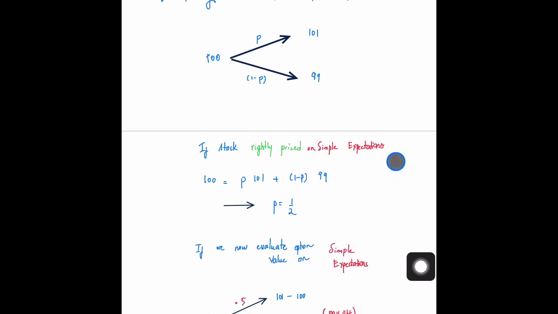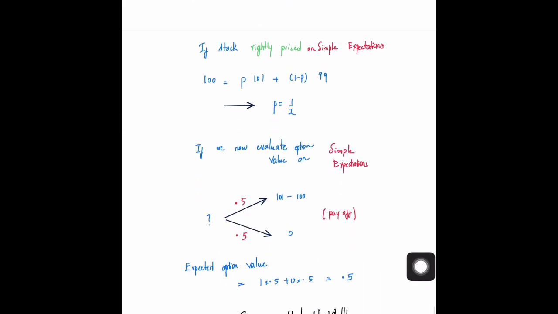In order to do that, what do we do? We know that the stock price is going upstairs or it is going downstairs, with 1/2 each, based on simple expectations. In that particular case, the option price when it goes upstairs is 1, downstairs it is 0. So the expected value, on an average, of the option tomorrow is going to be equal to 1 times 1/2 plus 0 times 1/2, which is equal to 0.5.